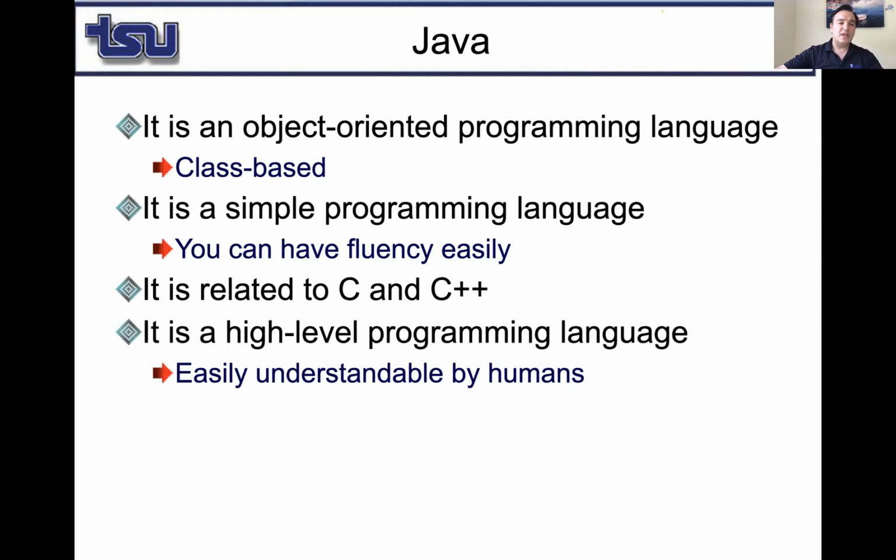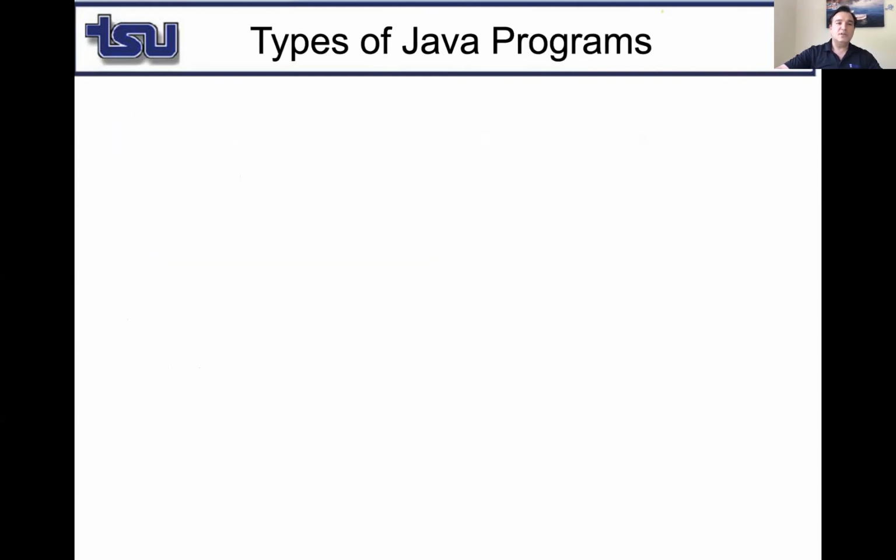It's a high-level programming language. That means it's easily understandable by humans. There are some low-level programming languages, such as assembly, but Java is pretty easy to understand.